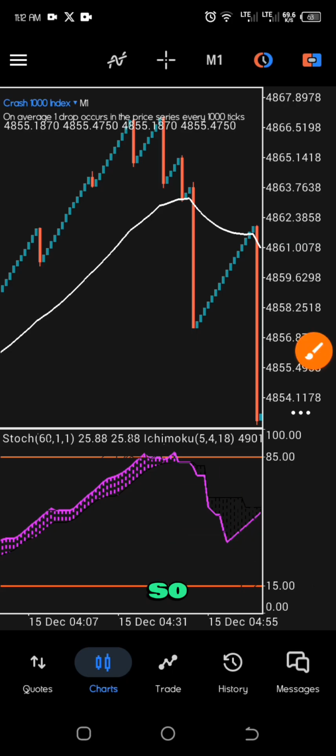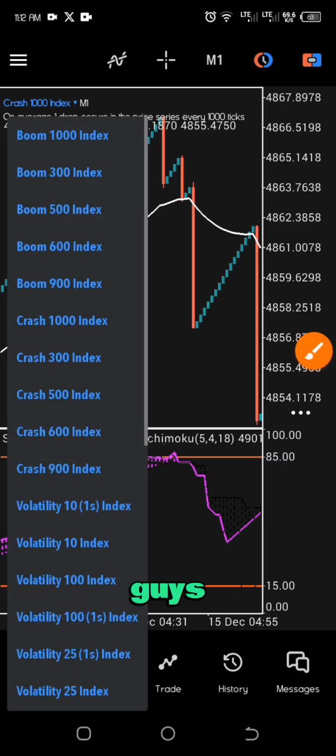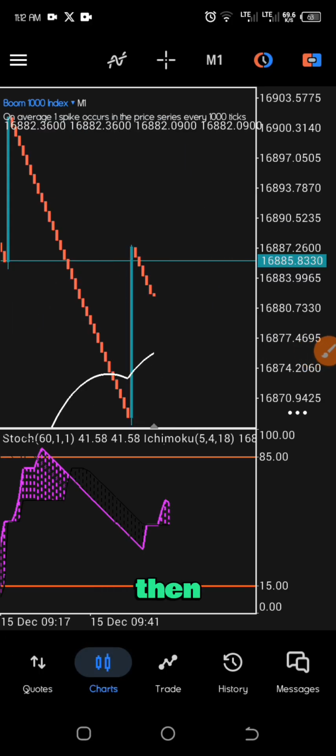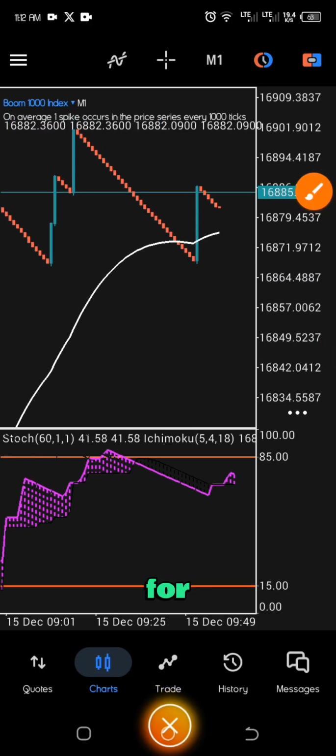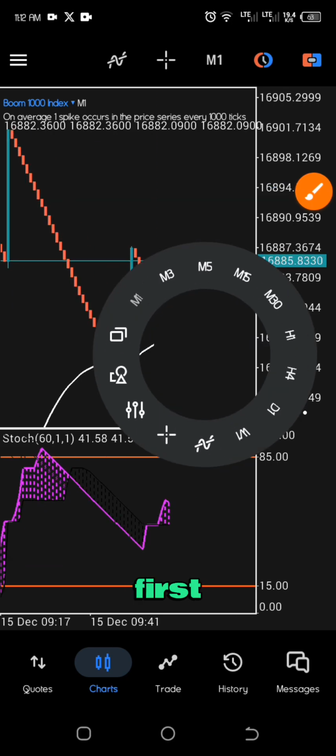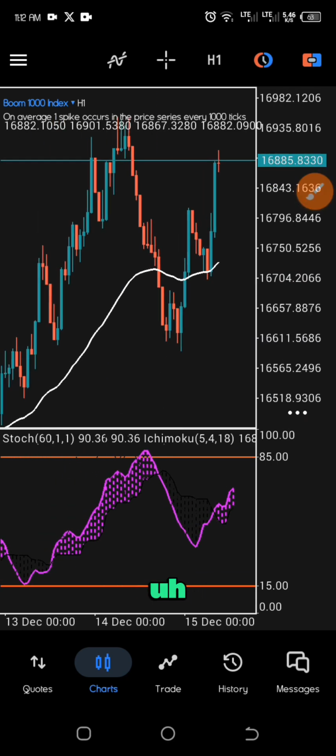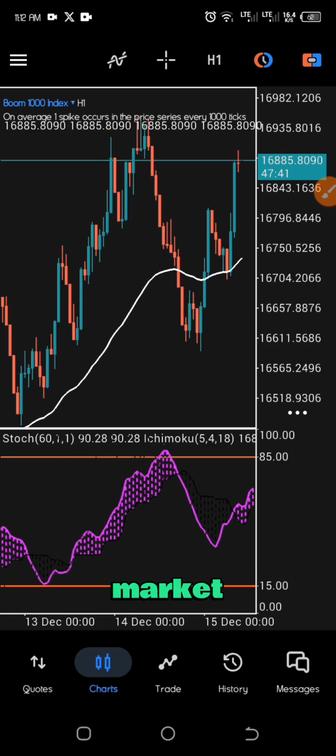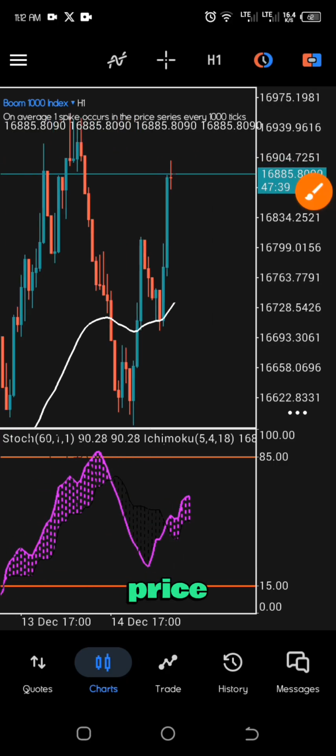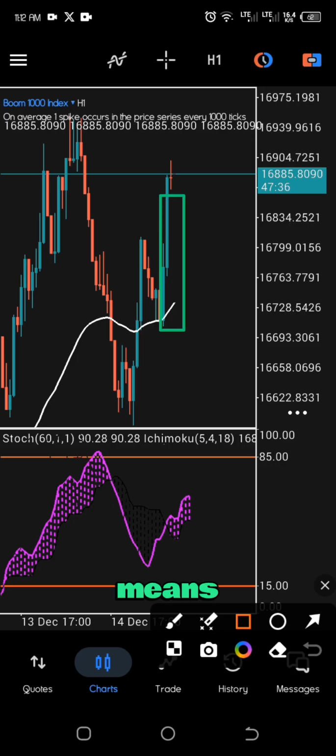Okay, so let's go to Boom. I'm going to show you guys one example on Boom as well, then we're done for the video. So the first thing we do, which is very important, is go to the hourly time frame to know the market direction. Here we are seeing that the price is going up, which means that we are not going to be looking for any trades.